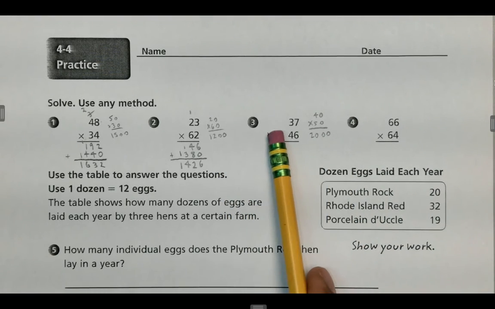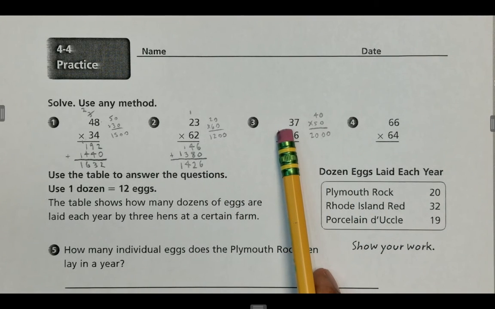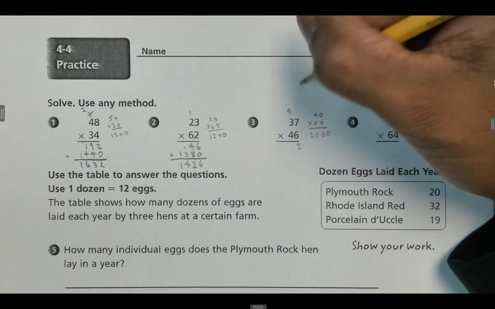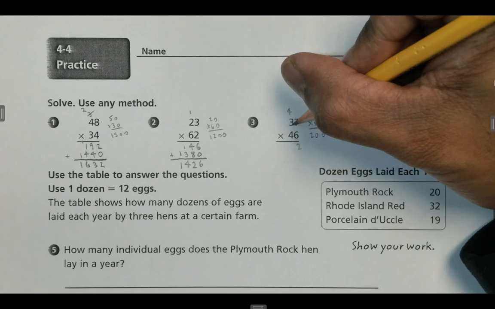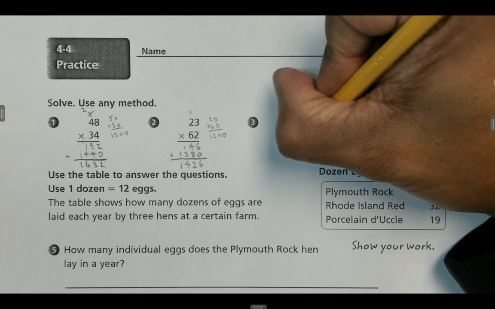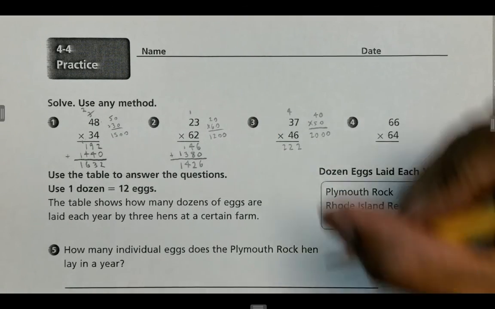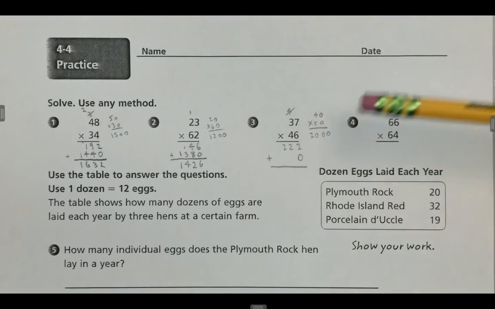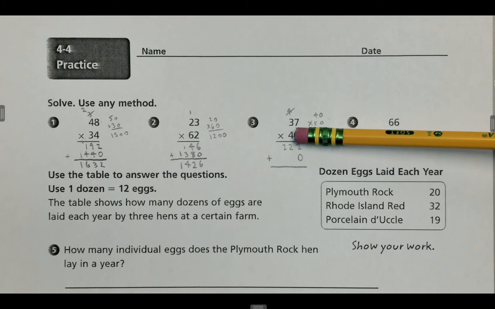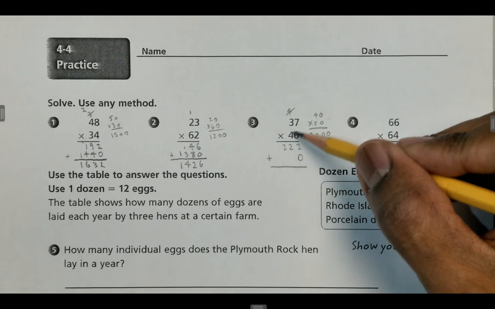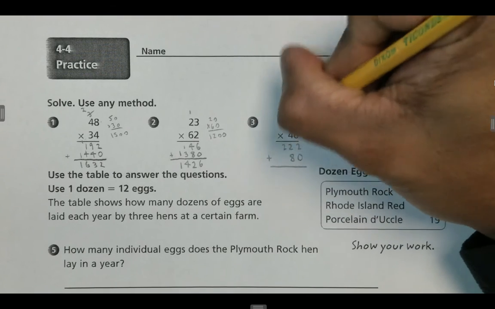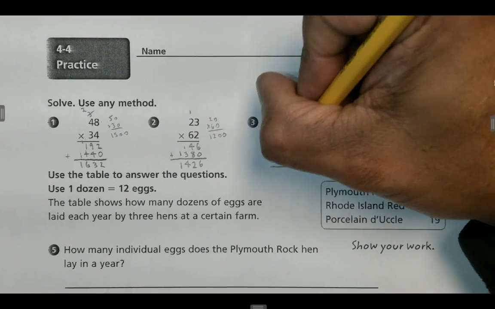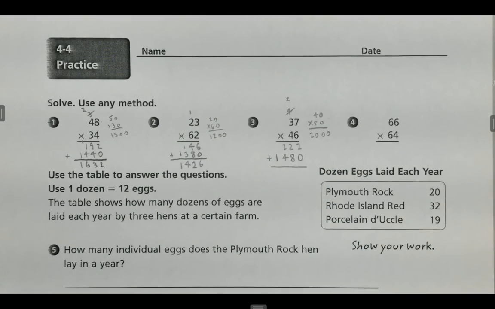First row, 37 multiplied by 6. 6 times 7 is 42. 6 times 3 is 18, plus the 4 that got carried. Let's cross out the 4. Let's put the 0 placeholder down. And our next row is 37 multiplied by 4. 4 times 7 is 28. 8 comes down, 2 gets carried. 4 times 3 is 12, plus the 2 is 14.